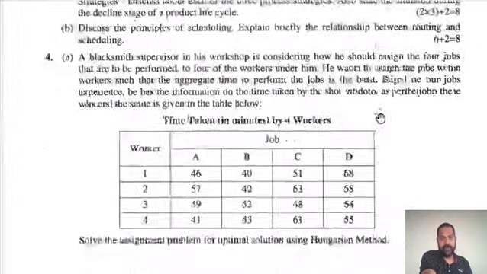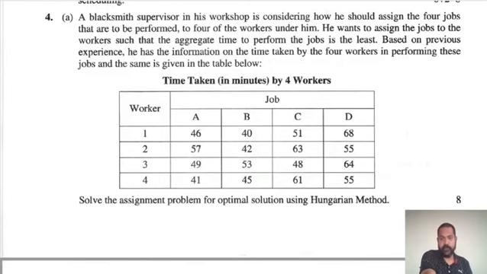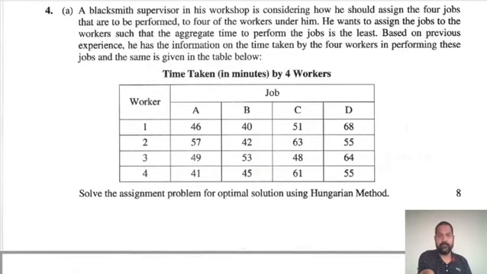Objectives, objectives, and yes. Question 4a. What does question 4a say? A blacksmith supervisor in his workshop is considering how he should assign 4 jobs that are to be performed to 4 of the workers under him. He wants to assign the jobs to the workers such that the average time to perform the jobs is least. Based on the previous experience, he has the information on the time taken by the 4 workers on performing the jobs, and the same is given below.